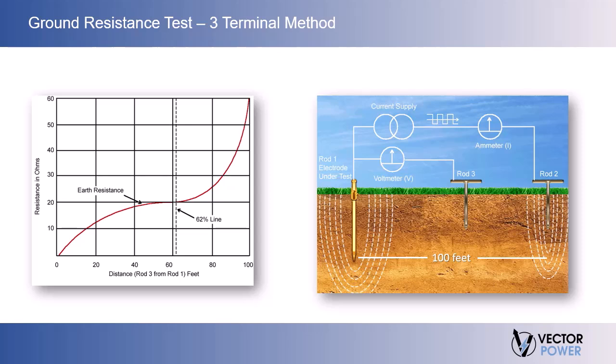Note that at least 8 to 10 readings should be taken at equally spaced intervals to obtain an ideal earth resistance curve. True resistance will be obtained when the curve flattens out, typically 62% of the distance. Taking readings over greater distances or in different directions from the electrode under test will help confirm the test results.